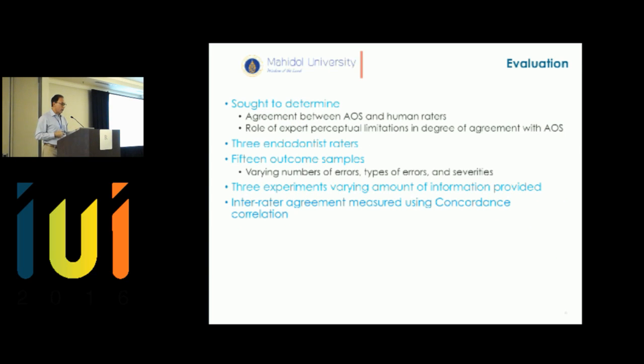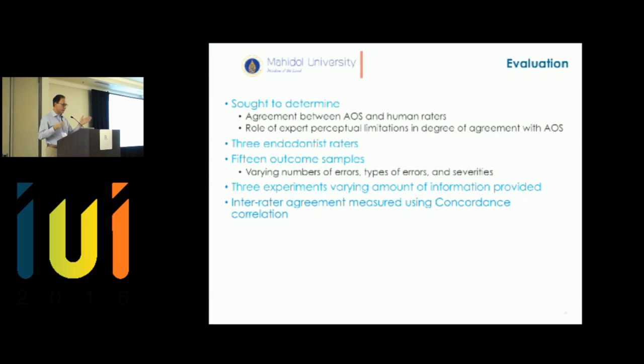So then we wanted to know how well this works, of course. And so in the evaluation, we wanted to look at two things. One was the degree of agreement between our automated outcome scoring and the human expert surgeons. But also we wanted to control for perception. So it's possible that the two would disagree just because our system has complete access to the tooth. I mean, it doesn't have to perceive it, right? But the surgeon has to actually look at it and may not be able to see everything quite so clearly. So we wanted to look at what role perception plays as well.